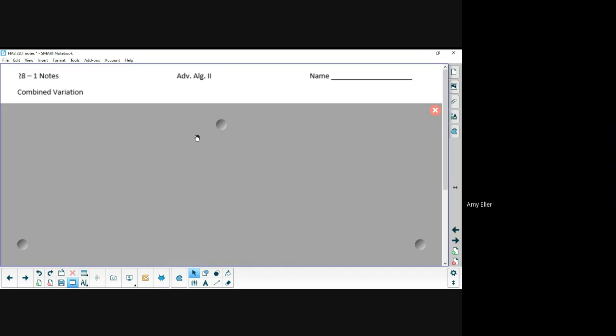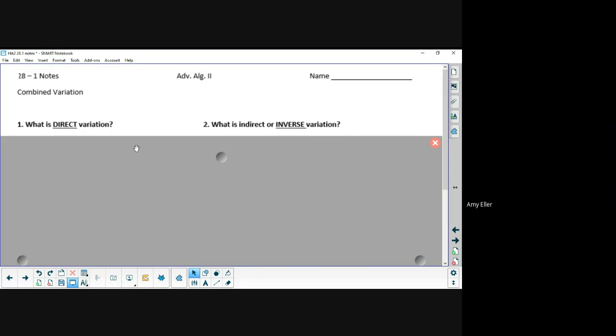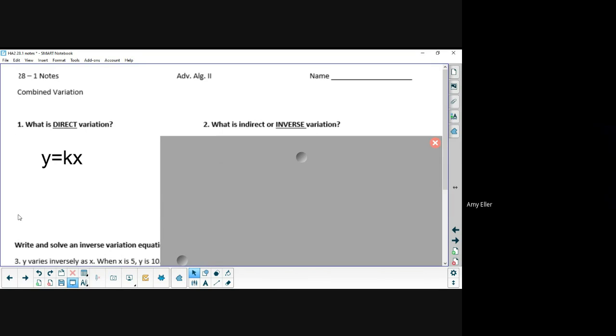Good. Alrighty. Today we're doing what's called combined variation. So we will start with direct and indirect variation. This is what you've learned before in algebra, but we're going to go over it again. Please write the equation for direct variation. Y equals kx. K is like a constant.